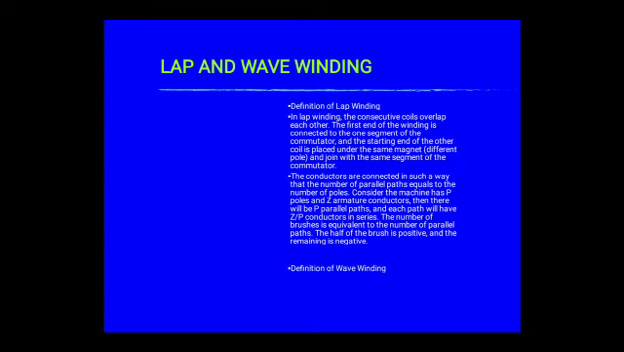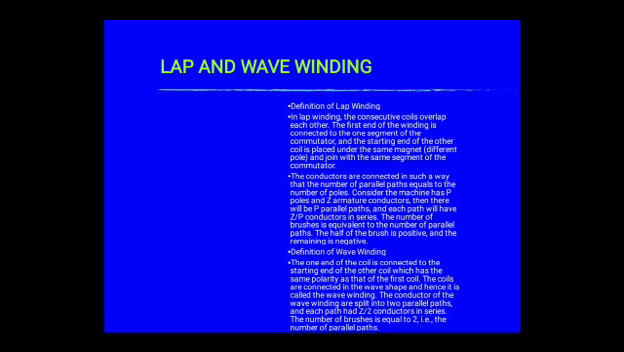The next one is the wave winding. One end of the coil is connected to the starting end of another coil which has the same polarity as the first coil. The coils are connected in a wave shape, and hence it is called the wave winding. In wave winding, the number of parallel paths A is always 2. That means the parallel conductors between two brushes are always 2, and the wave winding is used for high voltage, low current generators.